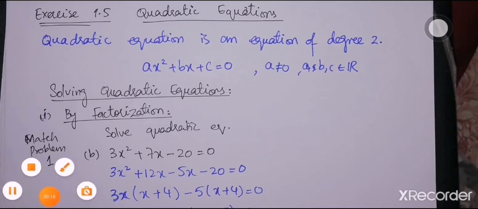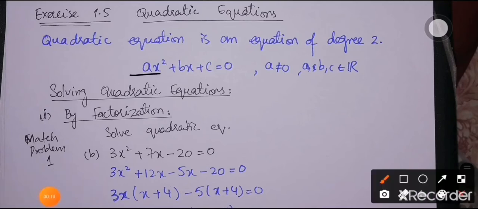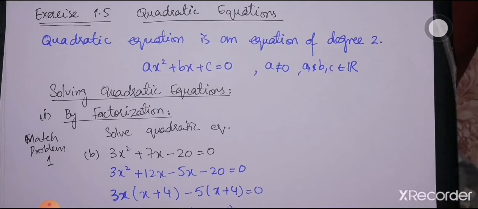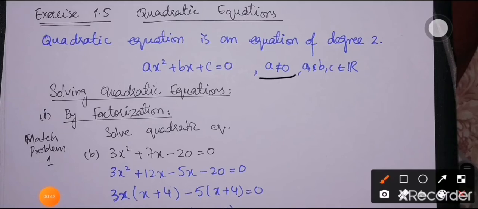Here we have the general form of a quadratic equation, that is ax square plus bx plus c is equal to 0, where a, b and c are real numbers, and there is a condition on a: a can never be 0. Because if a is 0 we will not have any term with square, we will have only a term with x, and it will be a linear equation, not a quadratic equation. So we have to impose the condition that the coefficient of x square must be non-zero, so that the equation remains quadratic.